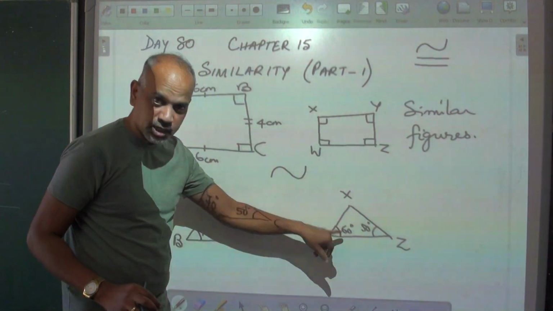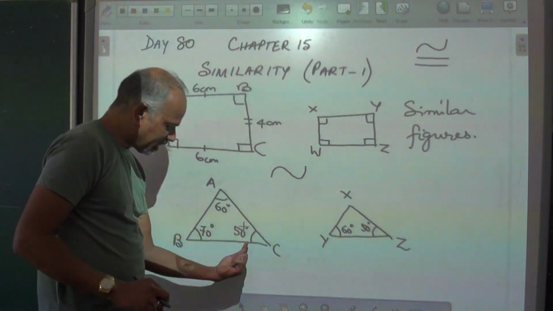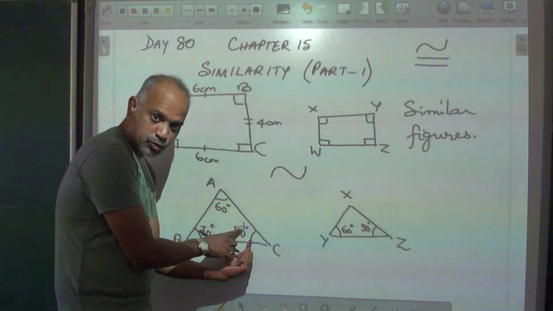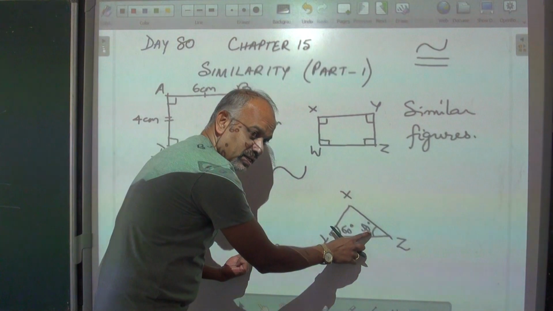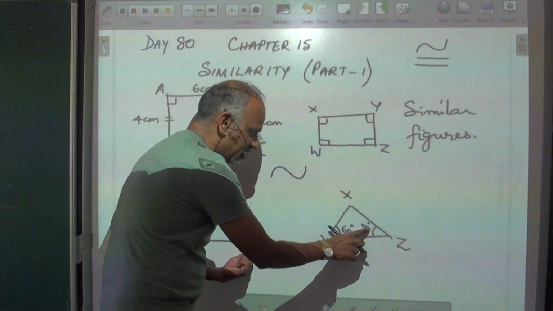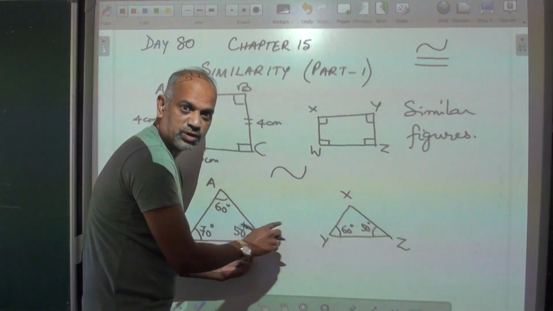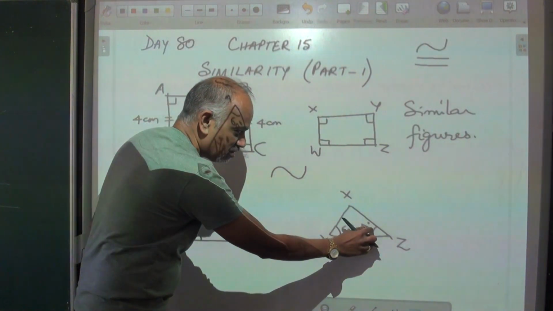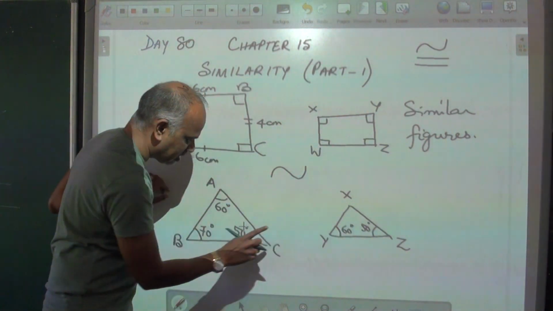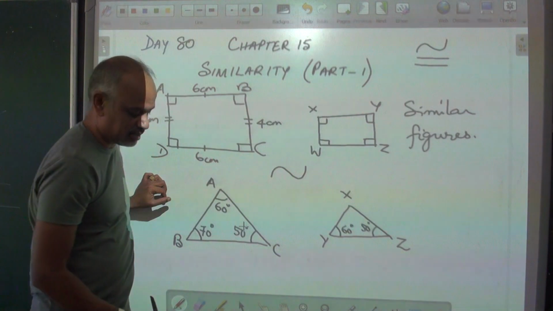These two become corresponding angles. There is a 50 degrees in the first one, there is a 50 degrees in the second one. So the second corresponding angle is also equal. So both of them have 50 degrees. Both of them have 60 degrees. Both of them have 50 degrees.